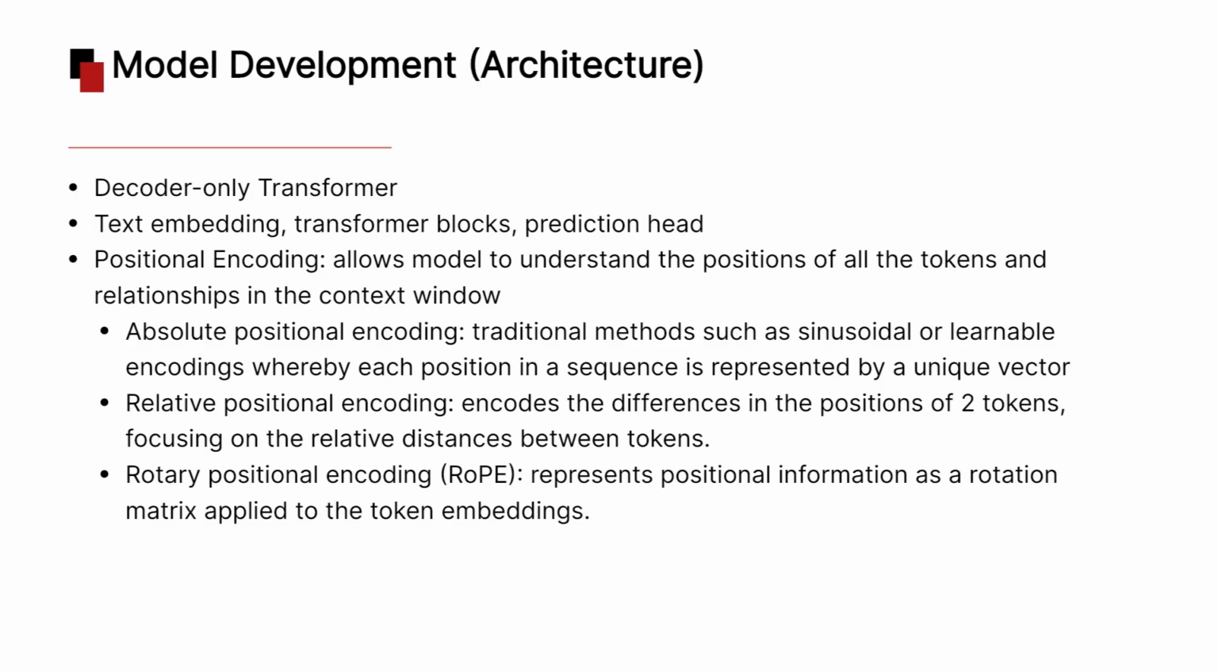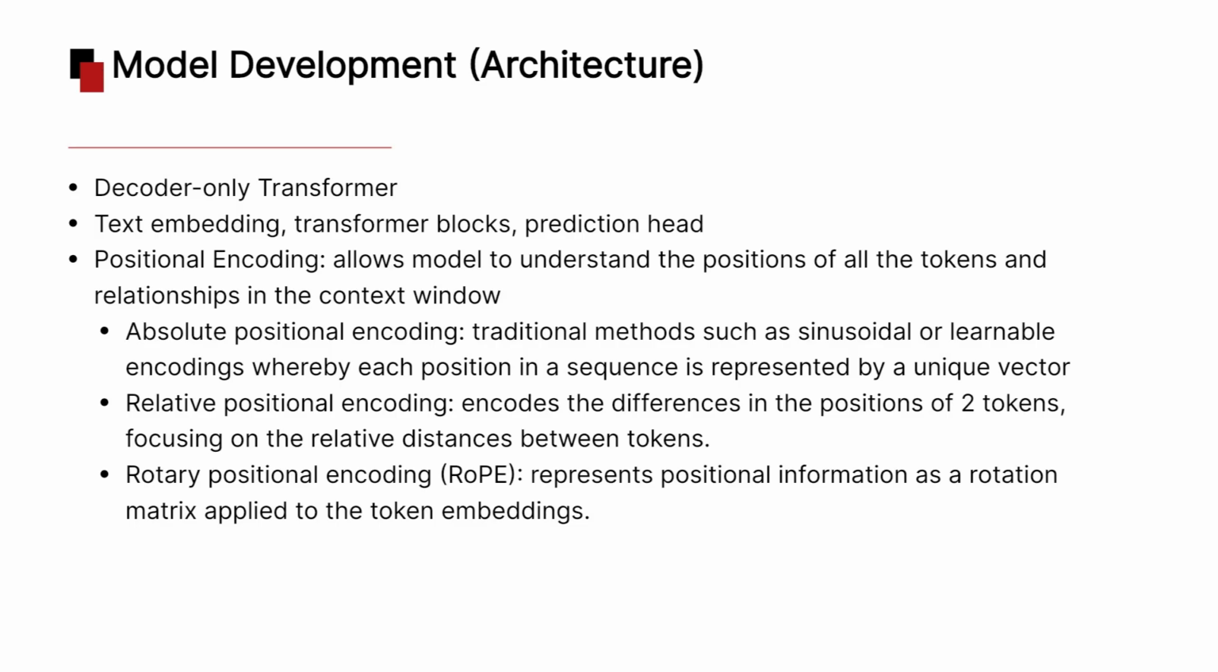Absolute positional encoding assigns each token a unique position vector, either through fixed sinusoidal patterns or learnable parameters. This is the original approach used in the transformer paper. Relative positional encoding instead focuses on the distance between tokens, which is more flexible for varying length inputs and can better capture context in dialogue.